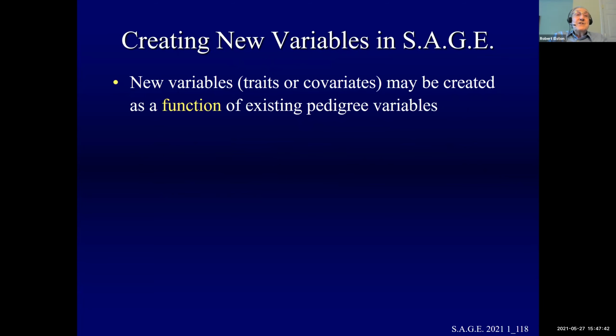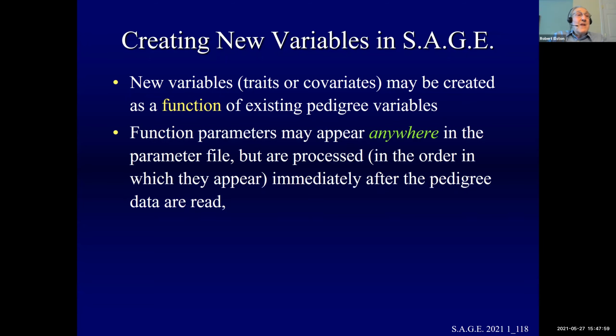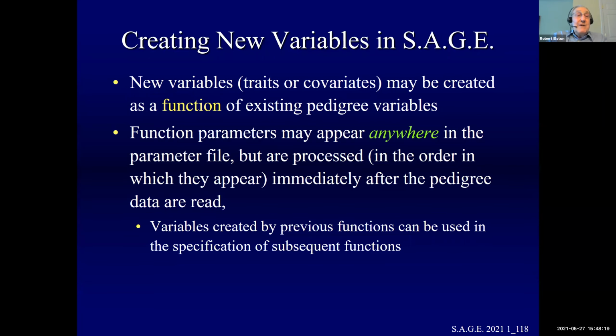So now let us talk about creating new variables in S.A.G.E. This is one of the features of S.A.G.E that, when you get to know it, will really help you. You can create new variables, traits or covariates. You can create them as a function of existing pedigree variables. The function parameters may appear anywhere in the parameter file. You can just put them anywhere you like, but they are processed in the order in which they appear, immediately after the pedigree data are read in. And the other thing is, the variables created by previous functions can be used in the specification of subsequent functions.